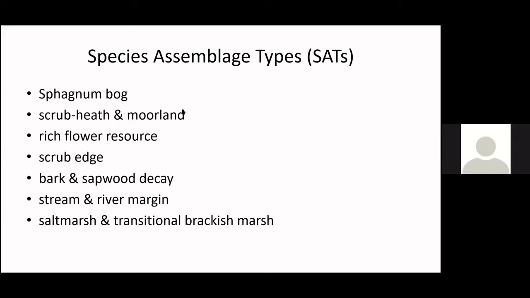The assemblage types, these are the ones we'll look at. We'll look at the Sphagnum Bog one, the scrub heath and moorland one, the rich flower resource one, otherwise known as a pollinator one, the scrub edge one, the bark and sapwood decay one, the stream and river margin one, and the salt marsh and traditional brackish marsh one, which is obviously the one I would have used on the salt marsh at Morecambe Bay.